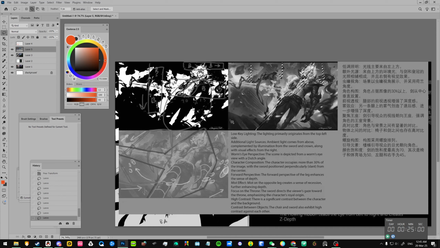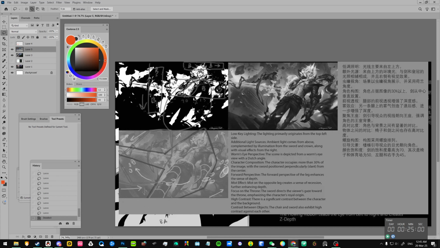And we are at a worm's eye perspective where we look up, and probably in your language we want to make him look edgy. That's why this is being done in a Dutch angle.